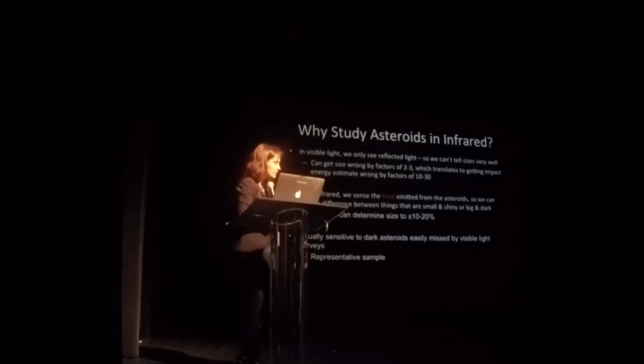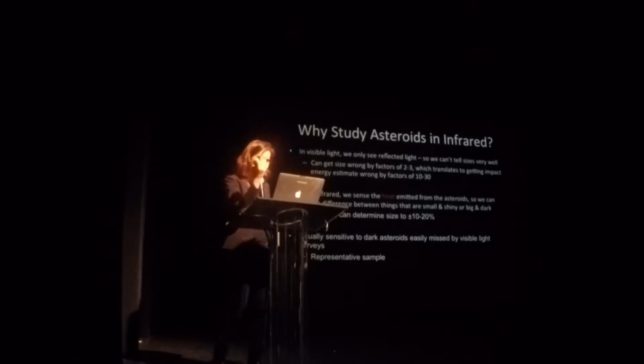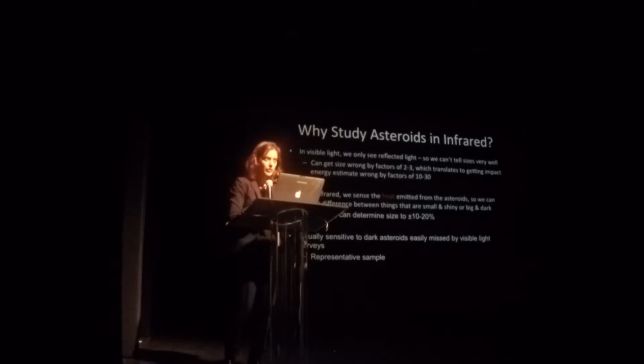So if we have good infrared measurements, we can usually nail down the sizes quite well. Considerably better than we can with visible light alone. The other thing, too, is we know that a chunk of the asteroids are really dark, and they're easily missed if you only look for the things that are brightly reflective. So this search using infrared light gives us a representative sample because we can see the bright objects as well as the dark objects roughly equally well.